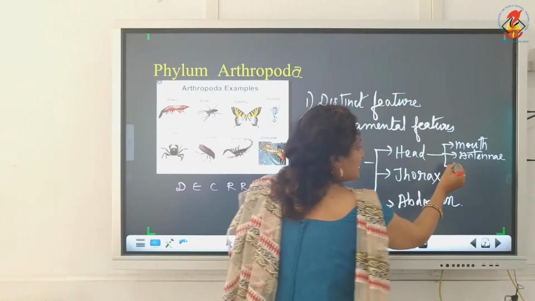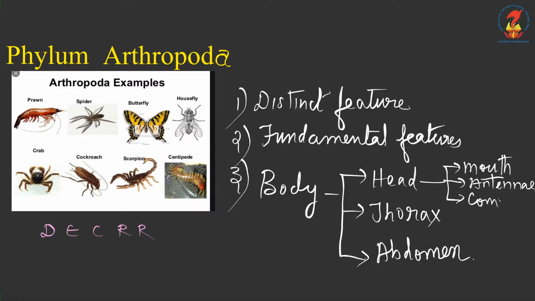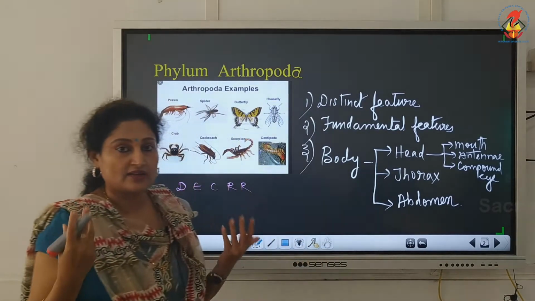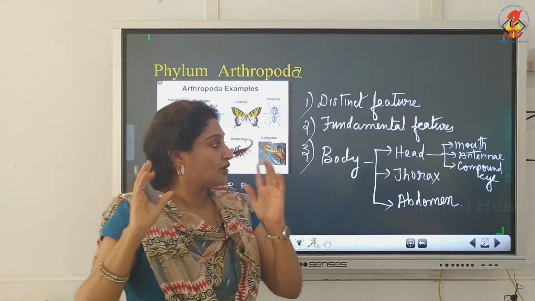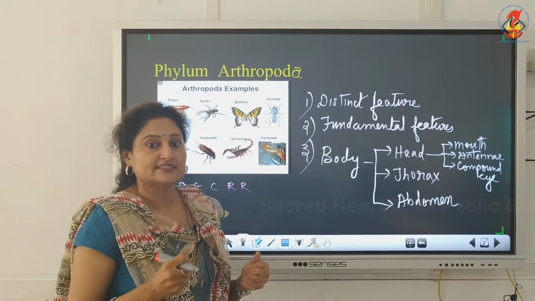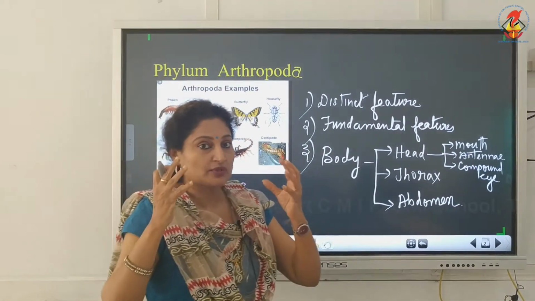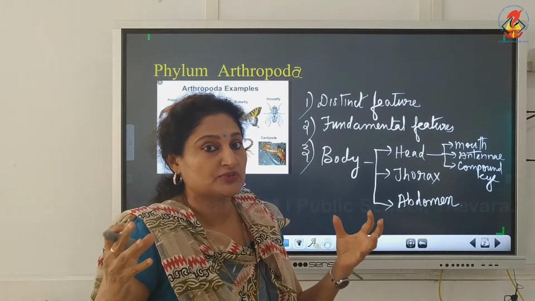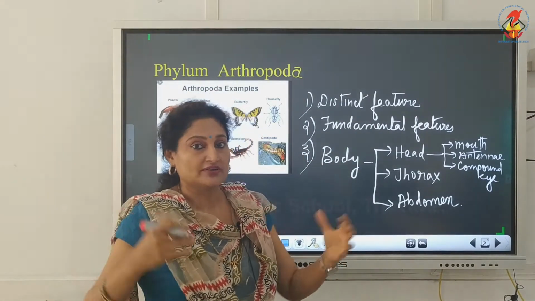Then the specialty with the eye, they have the compound eye. So the specialty of the eye is not like our eye. Our eye is actually a bilocular, very simple eye, but theirs is a compound eye. We cannot easily catch them because the vision is mosaic vision. The compound eye facilitates mosaic vision. They can see the predator from all directions.